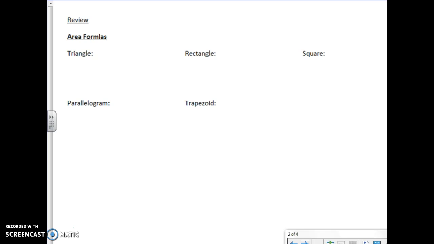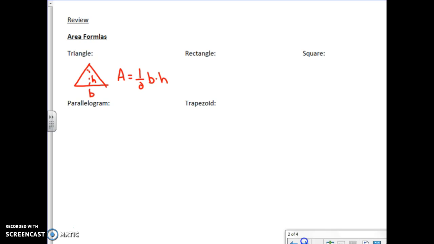So if I talk about a triangle, like here's a nice little triangle, and it has a base and it has a height. If I wanted to find the area of that triangle, all I have to do is take half the base times the height.